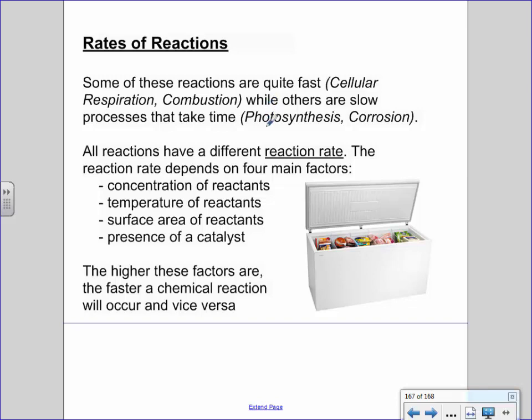But plants take a really long time to grow. Right? Like a plant takes years for it to go from a little seedling to a big large tree, right? And same thing with corrosion. Rusting takes years to take place. So I need you guys to know the term rate of reaction. Basically, how fast does it occur?